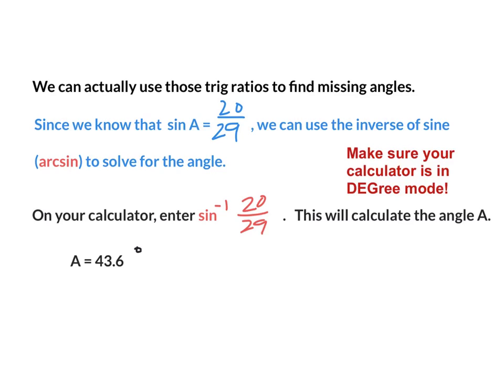Okay, 43.6. How many got that? Okay, good. Now, I happen to choose the sine for that problem. But we had all three ratios, sine, cosine, and tangent.